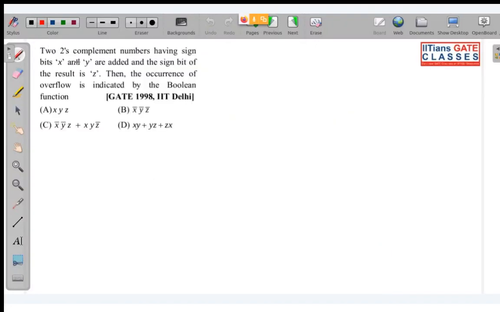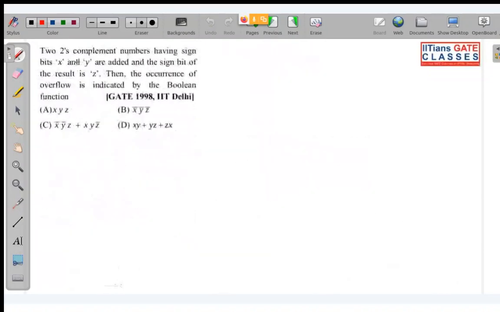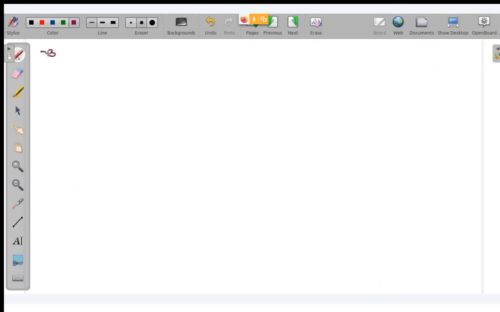So the next concept is the concept of overflow. This is the most important concept that we have in this. So very quickly, let us try to do all this calculation using 2's complement. So first, how do we write plus 2 in 2's complement? It is very simple.